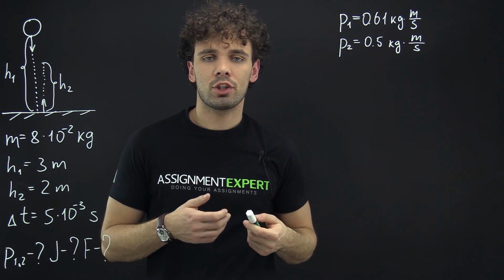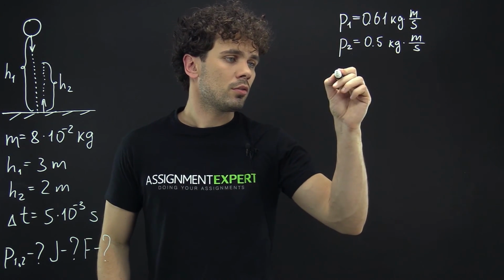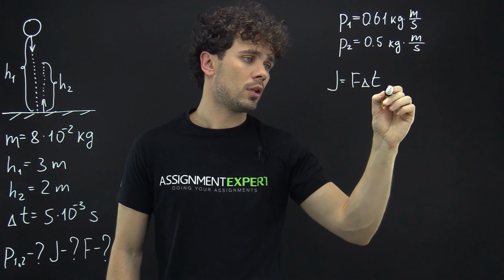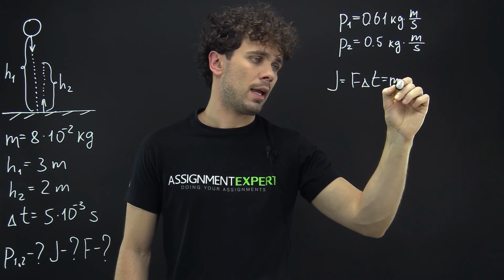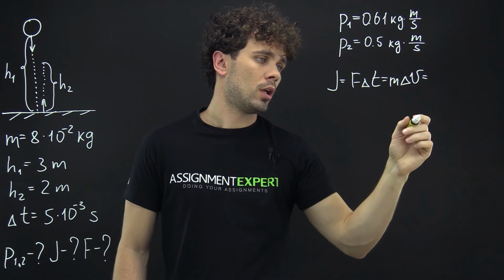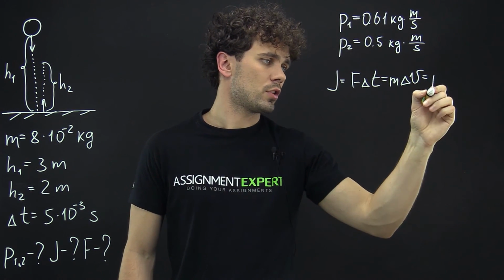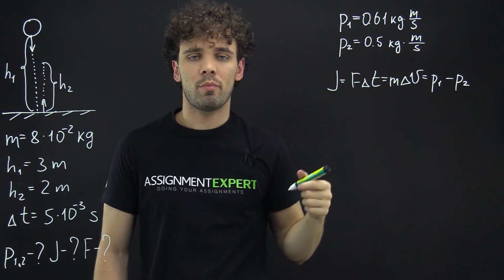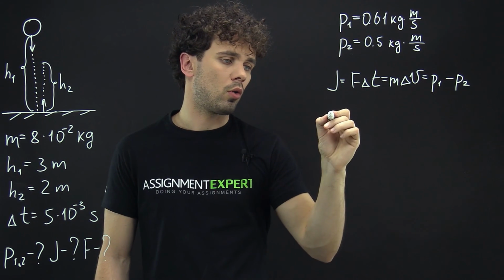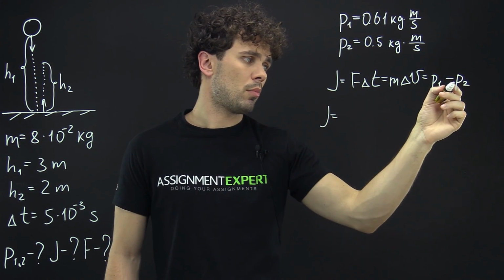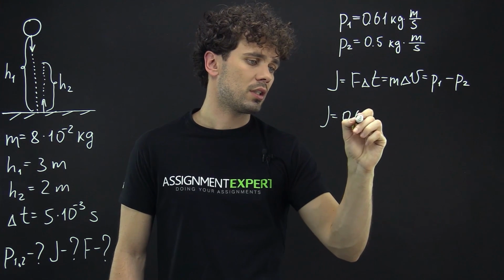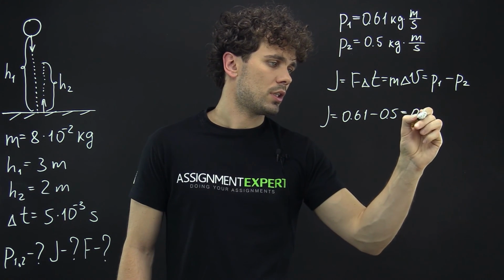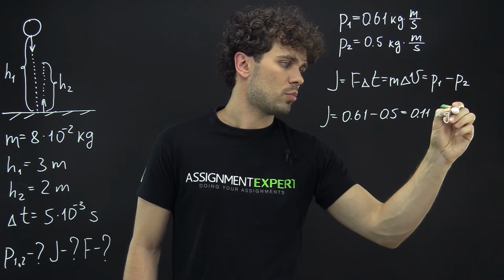Now let's recall the definition of impulse. From its definition, impulse J is equal to F times delta T, or this is equal to m times delta v. And this is actually equal to the difference of two momentums, P1 minus P2. So knowing these two momentums, we can find the impulse imparted to the ball. So J is P1 minus P2, or 0.61 minus 0.5, and equals 0.11 kilograms times meter per second.